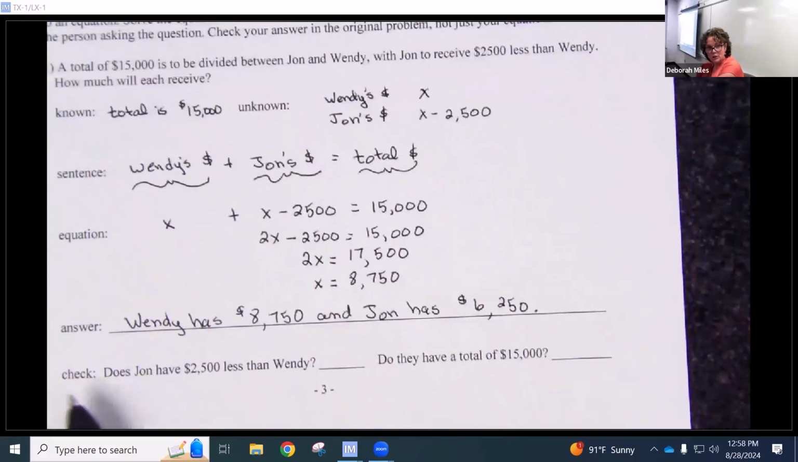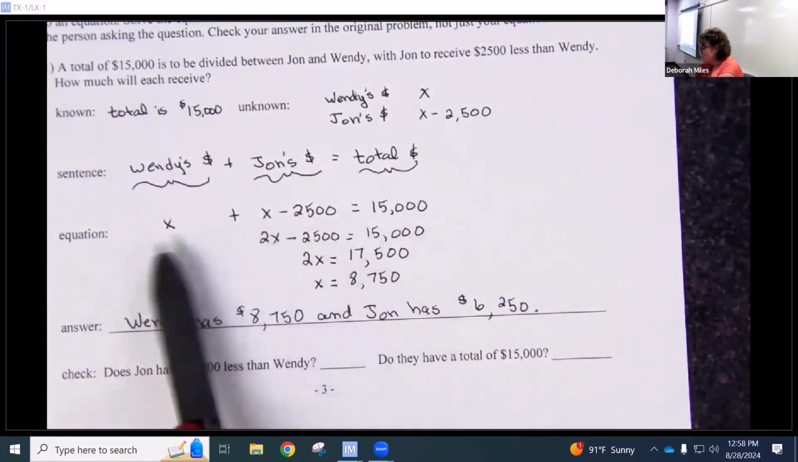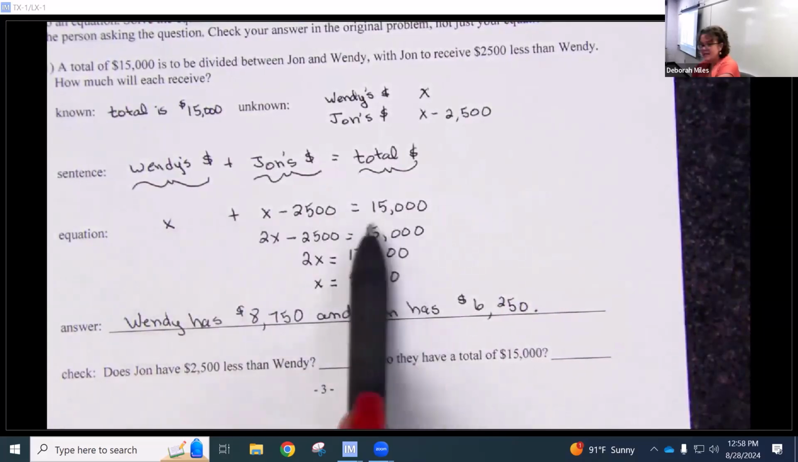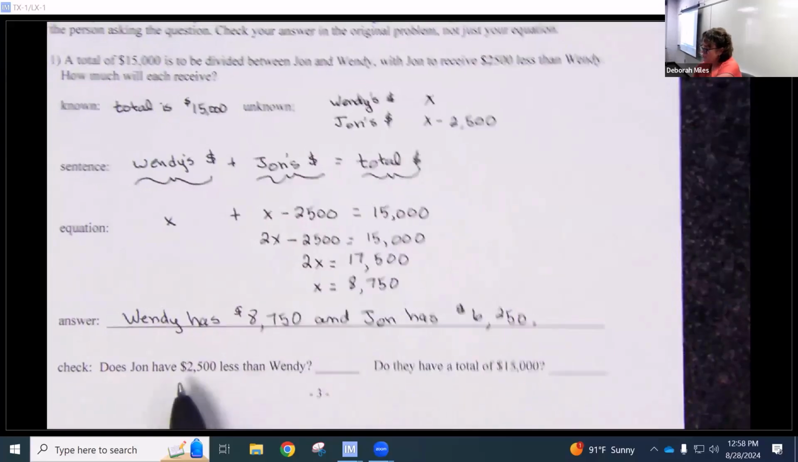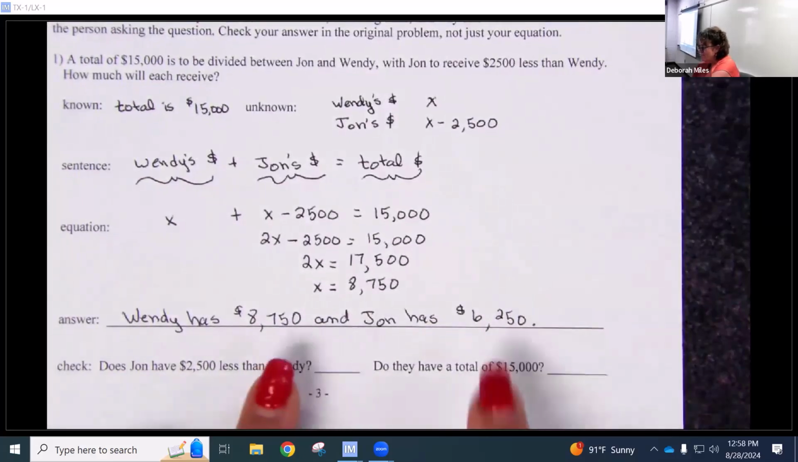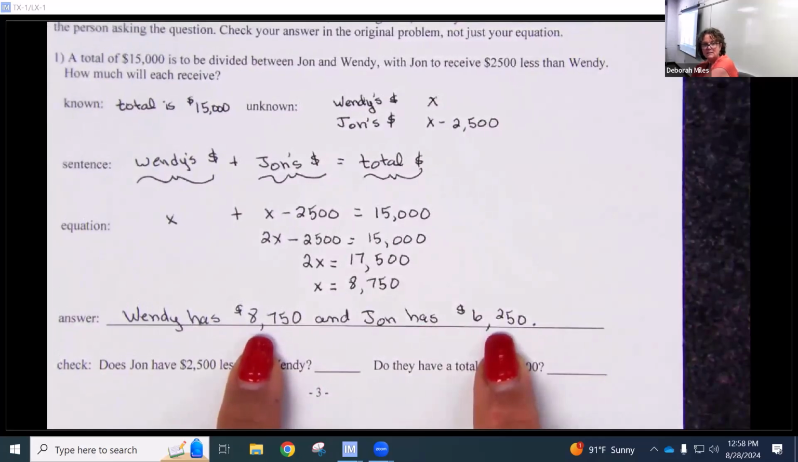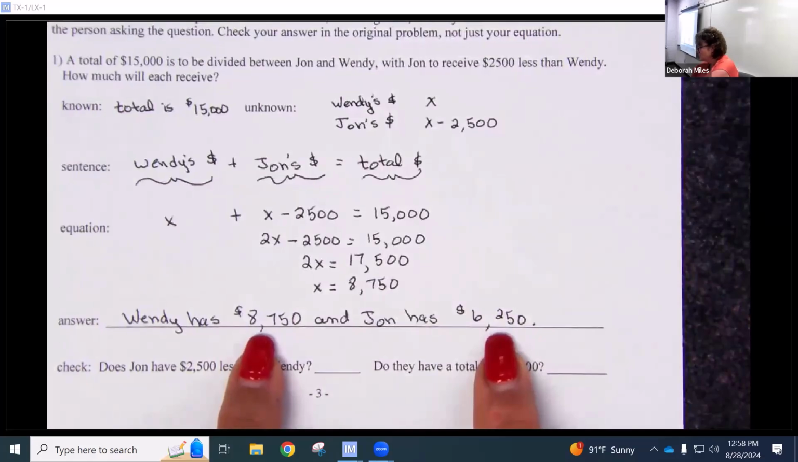To check my answer, I don't want to just check my answer in the equation because I may have made a mistake in setting up my equation. I want to make sure that my answers actually satisfy the words. So does John have 2,500 less than Wendy? I can subtract, and yes, he does.